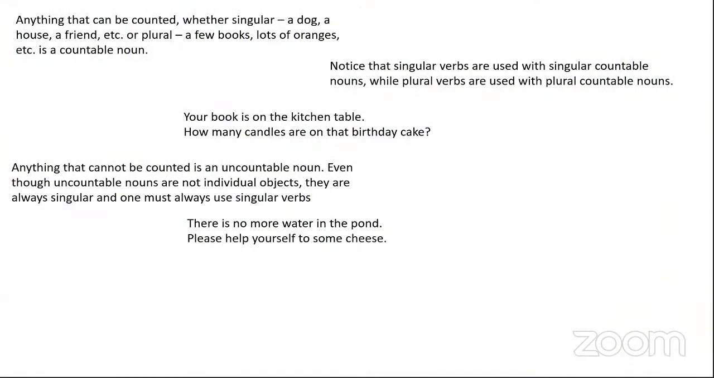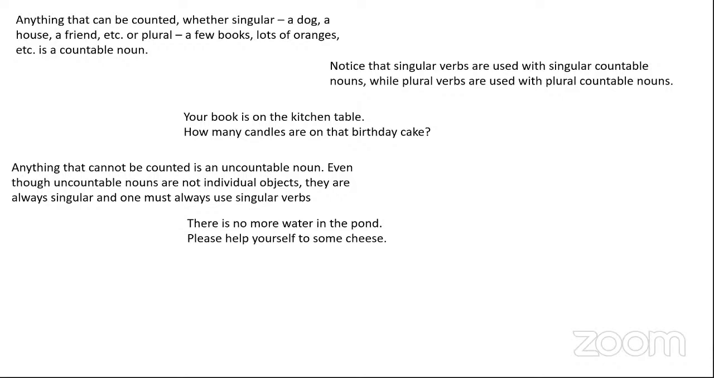And now let's begin the session. Today's session, as we said, is about countable and uncountable nouns. So let us brush up on how it is. Countable nouns are those which can be counted. For example, they can be singular or plural, like dog, friend, book, oranges, apple, table. Now notice that singular verbs are used with singular countable nouns and plural verbs are used with plural countable nouns. If your countable noun is singular, your verb will also be singular.